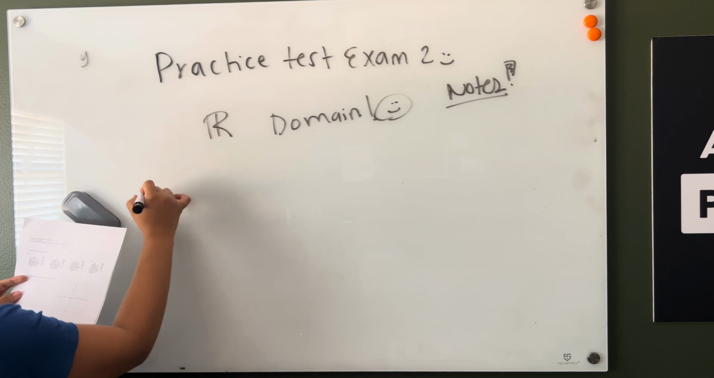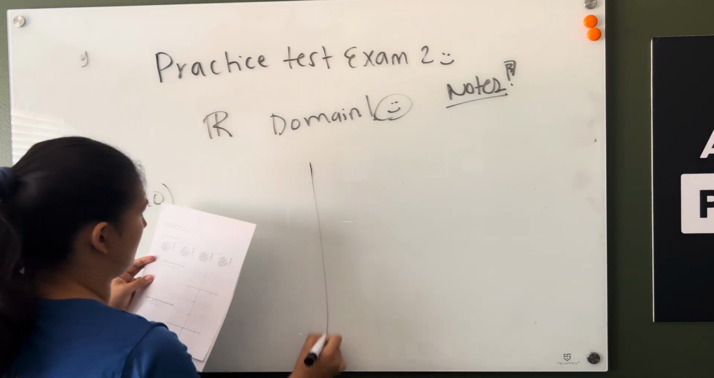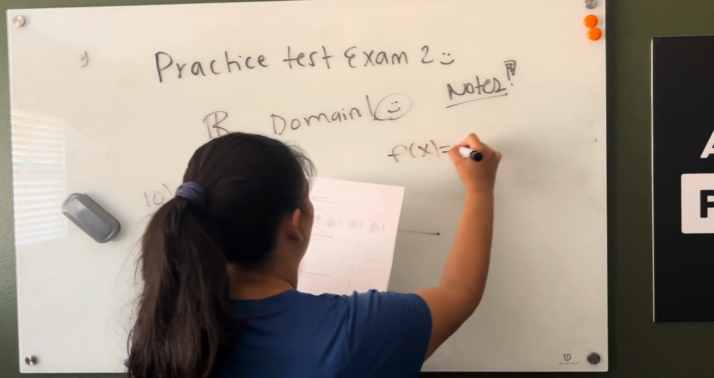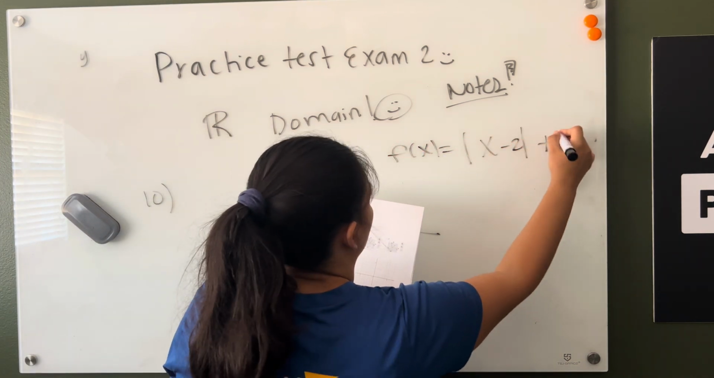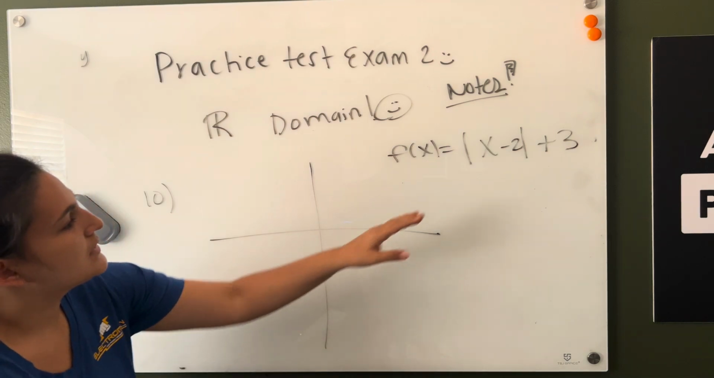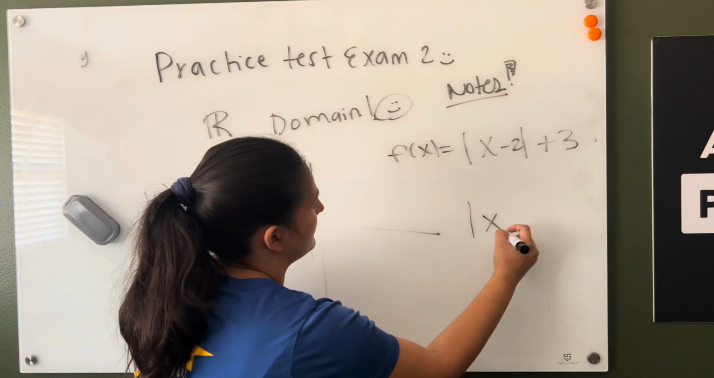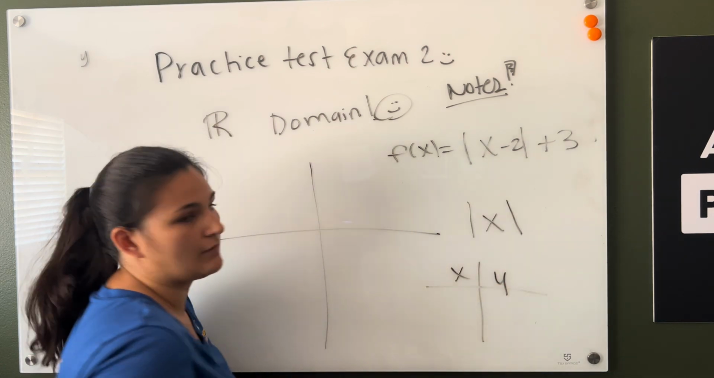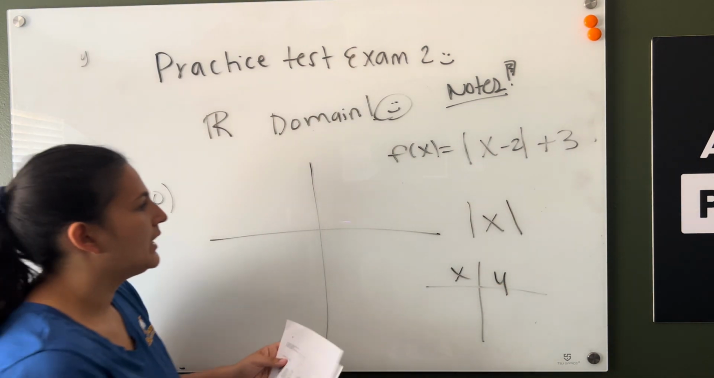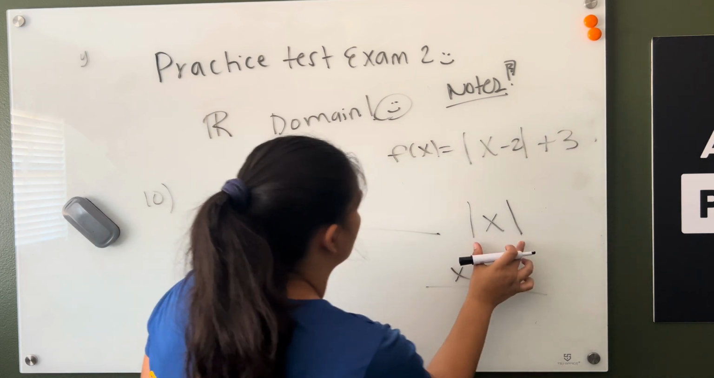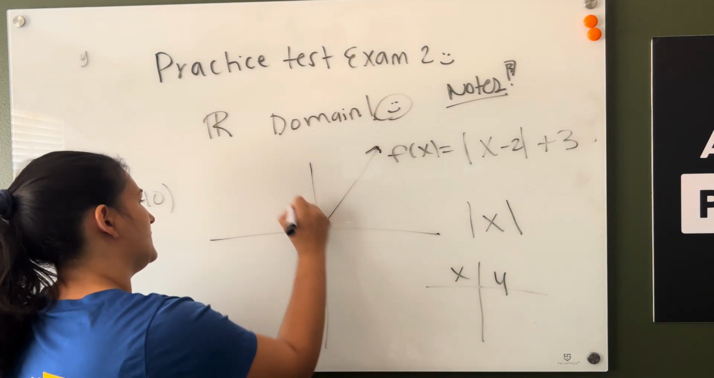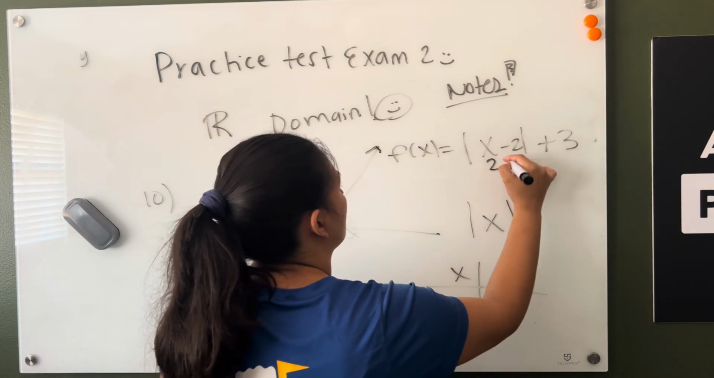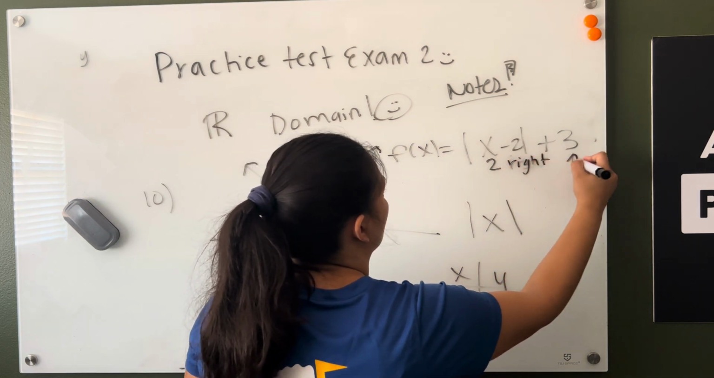Alright, let's go on to number 10, sketch the graph. Alright, so it's f of x equals the absolute value of x minus 2, plus 3. Okay, so I know that this is the parent function of the absolute value of x. If you don't know what that looks like, you can always make a chart, plug in x values, and see what comes out for y and graph it that way. Okay, but another thing you should know is that the absolute value of x is a V at 0. It's shifted 2 to the right and 3 units up.